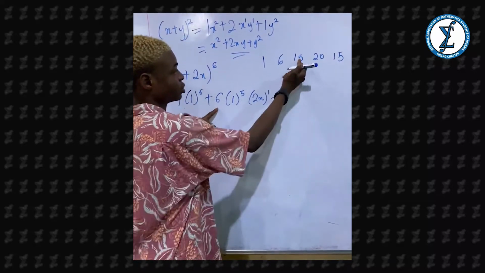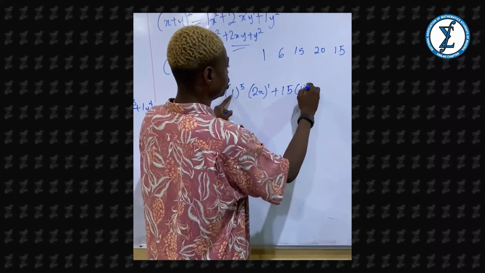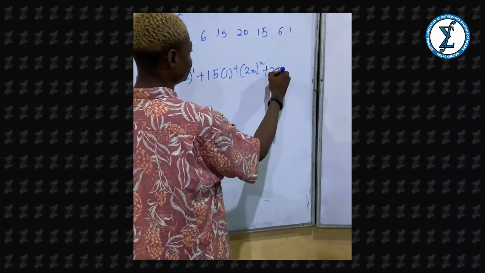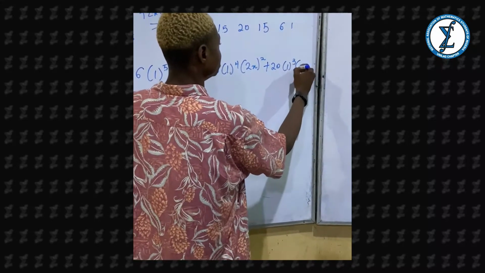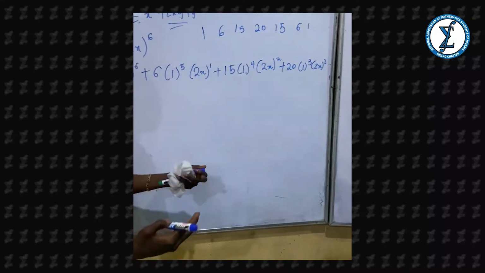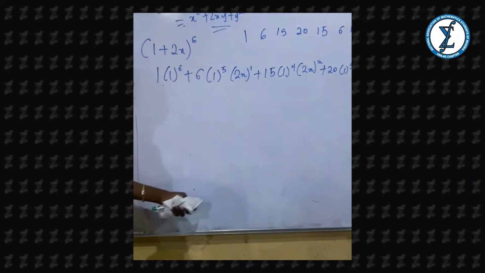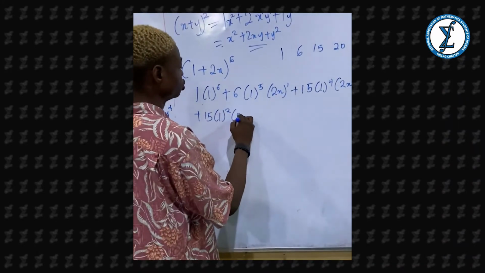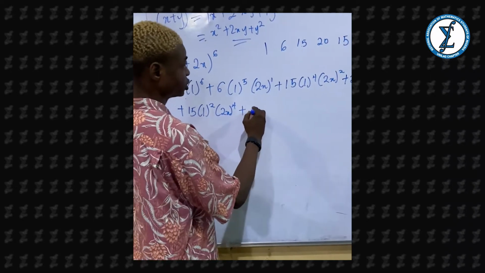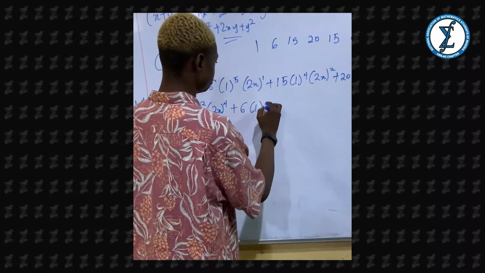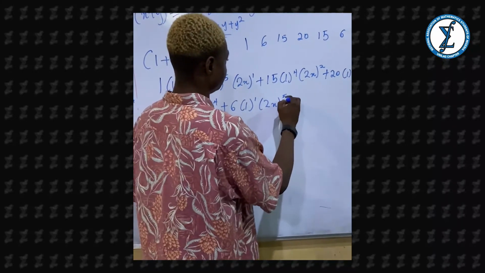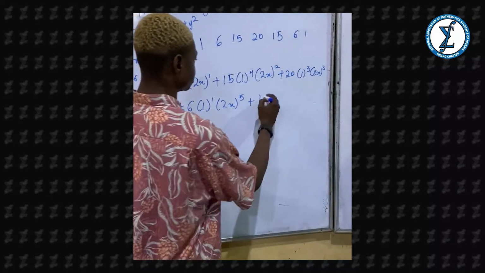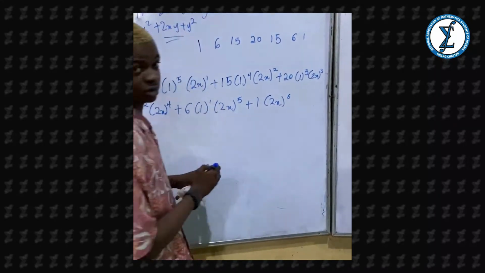So the next coefficient is 15. Then you have 1 raised to the power of 4, 2x raised to the power of 2. The next coefficient is 20. You have 1 raised to the power of 3, 2x raised to the power of 3. Do you get the pattern? You reduce 1, increase 1, still the same thing. Plus, you have 15, 1 raised to the power of 2, 2x raised to the power of 4. Plus, the next one, 6, 1 raised to the power of 1, 2x raised to the power of 5. And the last one, 1. But because 1 has gone out here, obviously you have 2x raised to the power of 6.